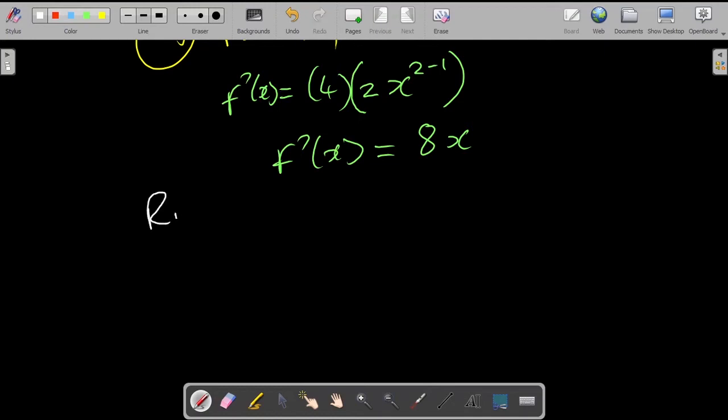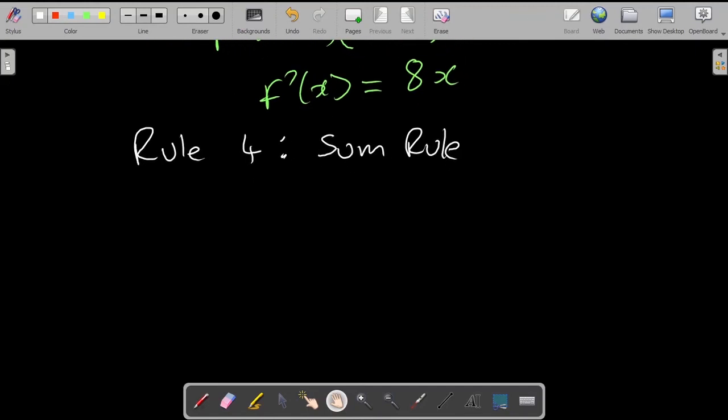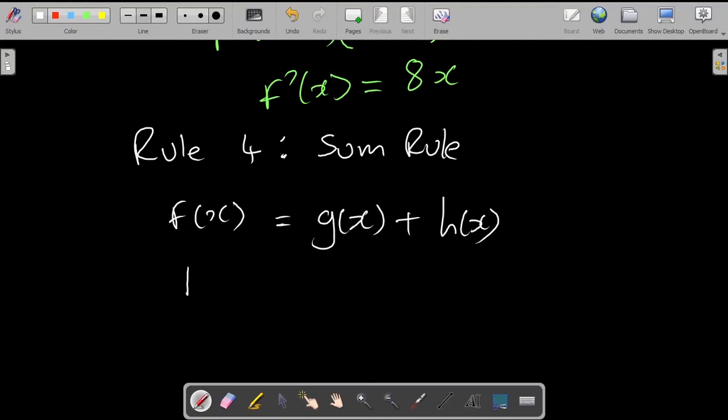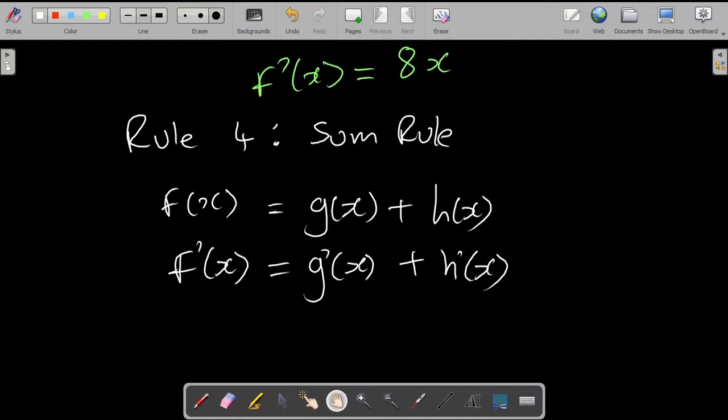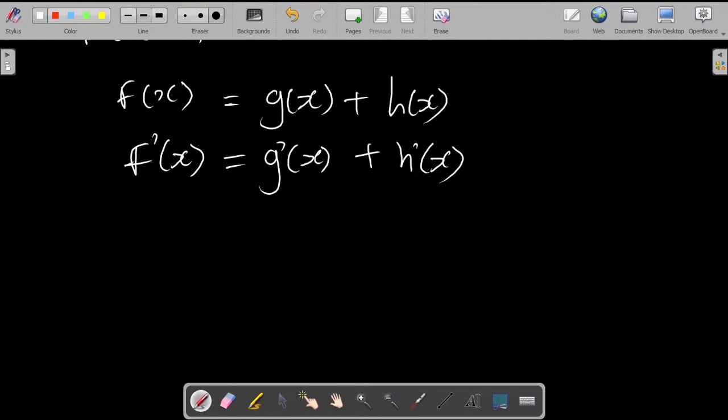And now moving on to rule 4, and we can call it the sum rule. And it's called the sum rule because you might find that we have a function made up of the sum of 2 other functions. And now if you want to find the derivative of this, you can find the derivative of the individual functions and basically add them up. And once again, if this looks abstract to you, then let's do an example.